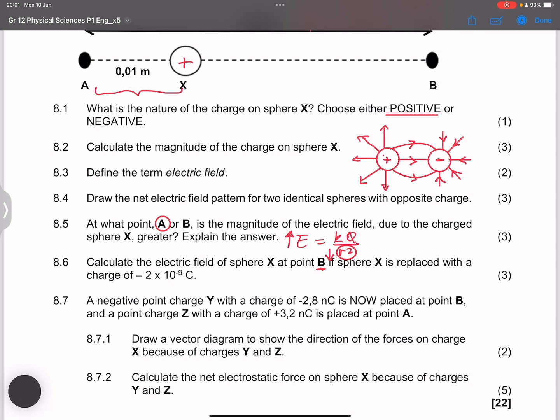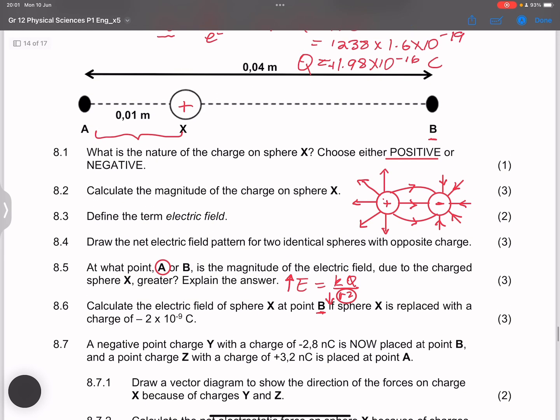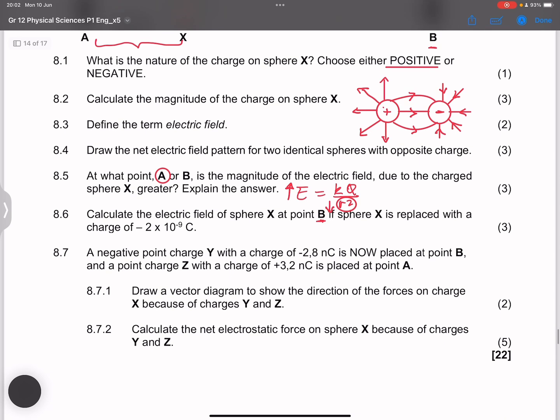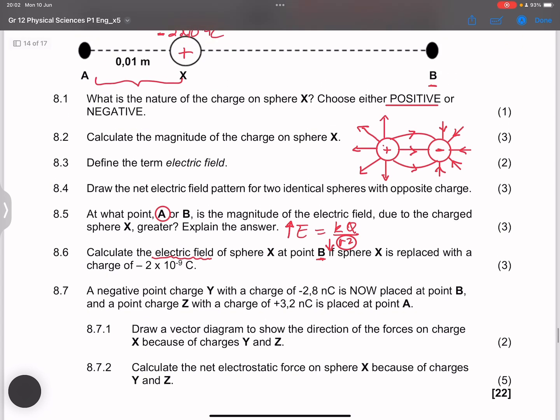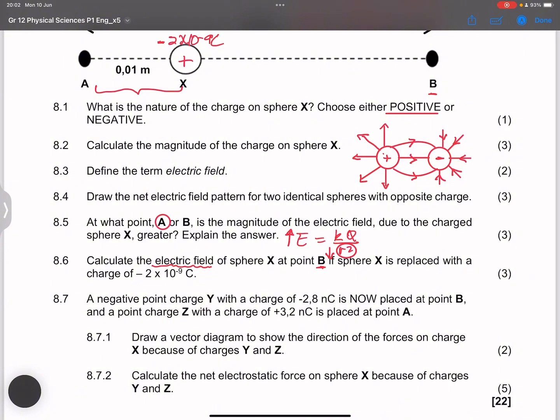Now they say calculate the electric field of sphere X at point B. If sphere X is now replaced with a charge of -2 times 10 to the minus 9, so sphere X has this charge of -2 times 10 to the minus 9 coulombs, what we want to calculate is the electric field at point B. So we're going to treat B as a positive test charge.